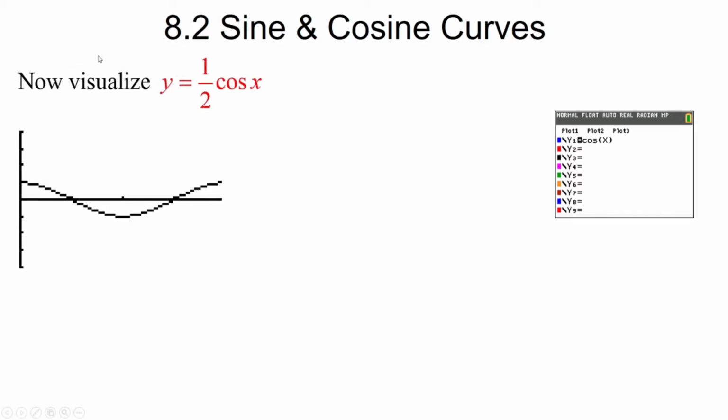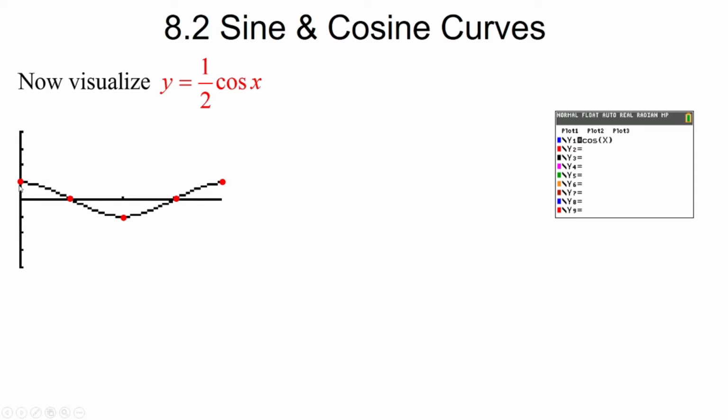But now they'd like you to visualize y equals 1/2 of cosine of x. Okay, so I have a scalar multiple of 1/2 now. What is that multiple going to do to the function? Again, it's going to take every y coordinate on that graph and multiply it by 1/2 or divide by 2. So see these points right here?